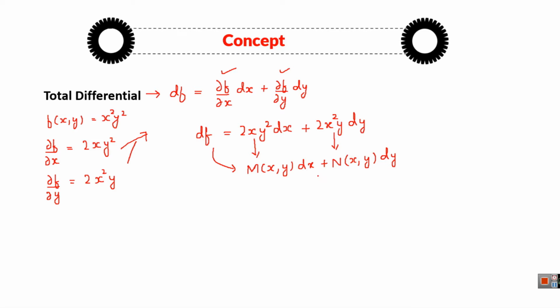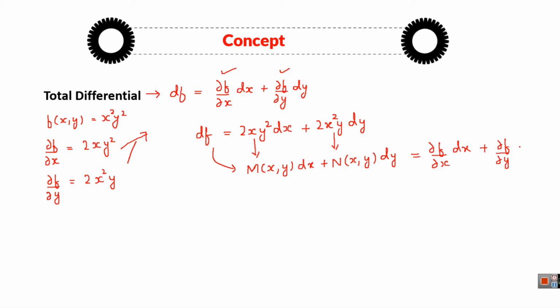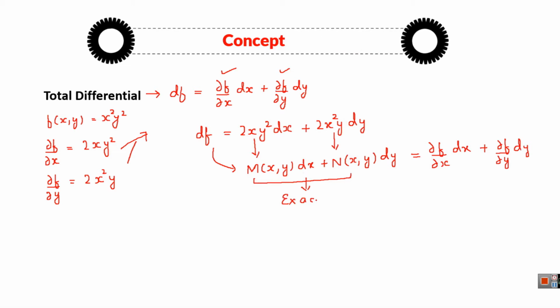So if this particular expression becomes equal to the total differential of some function, that is the partial derivative of f with respect to x times dx plus the partial derivative of that function f with respect to y times dy, then this newly formed expression, in which we labeled one function as M and the other function as N, if it becomes equal to the total differential, then this expression will be called an exact differential. So this will be called exact differential.